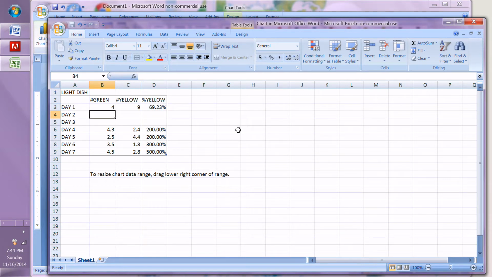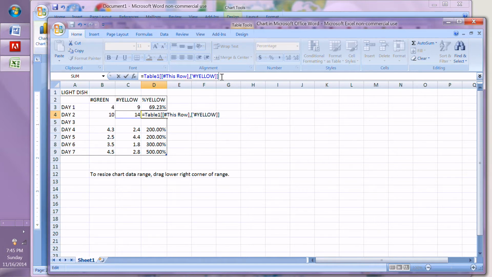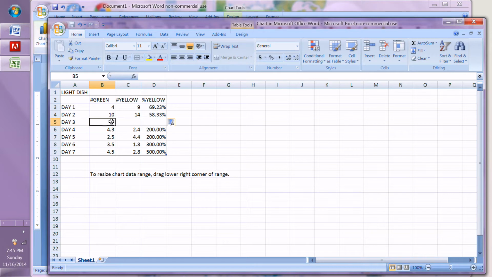So once you put in your data, your chart will show this data that you're putting in. So day 2, let's say you had 10 green ones and 14 yellow ones, and so you would put an equals, you'd click on this, and then slash for divide, and all total you had 24. Day 3, let's say you had 13 green and 16 yellow, and it's equals. And another way you could do this is you could just do the intersection. See, that is C5. So you could do C5 divided by, and your total there would be 29. And that gives us 55.